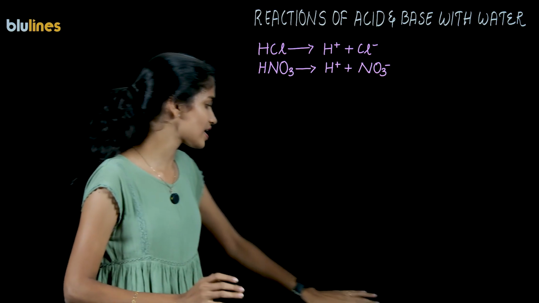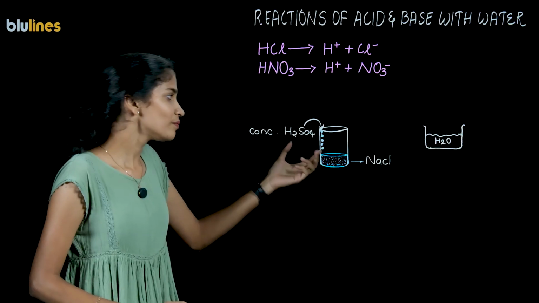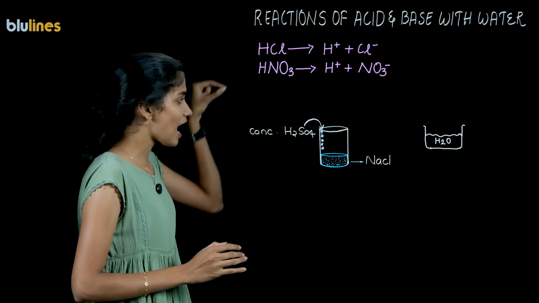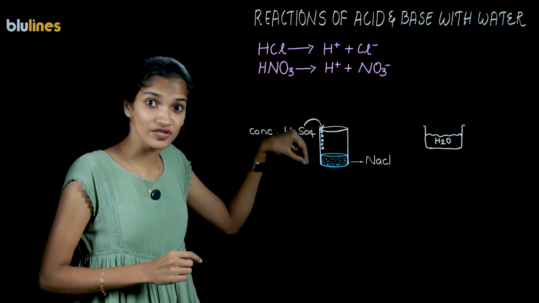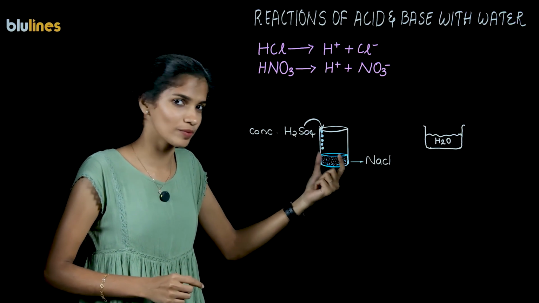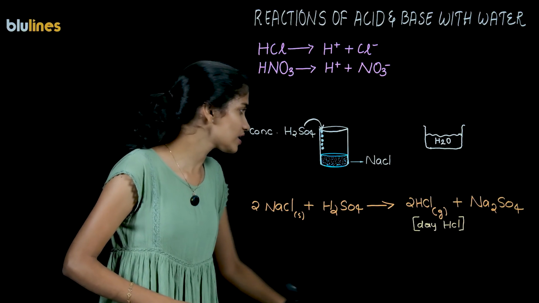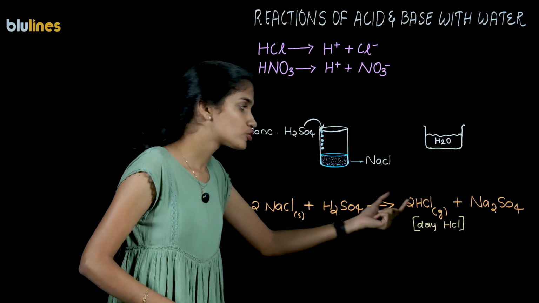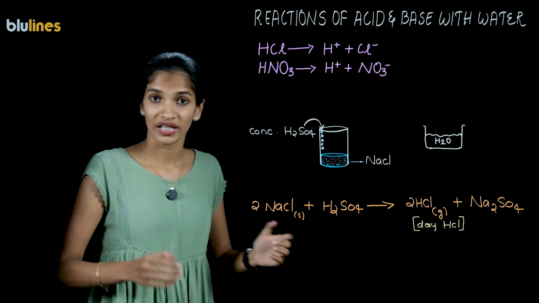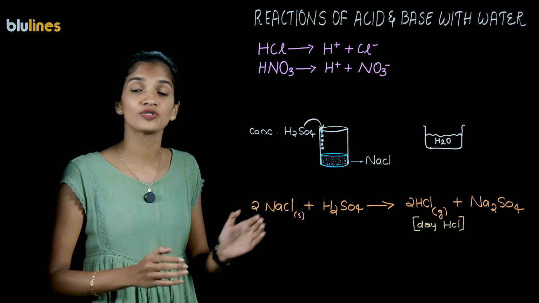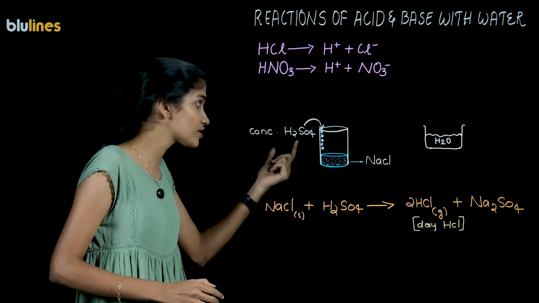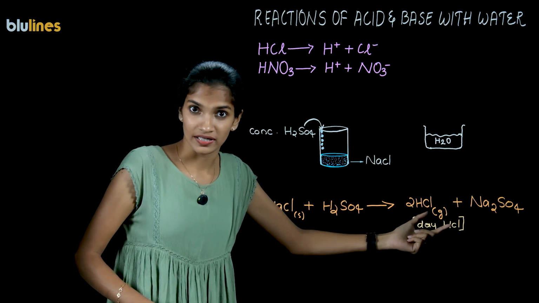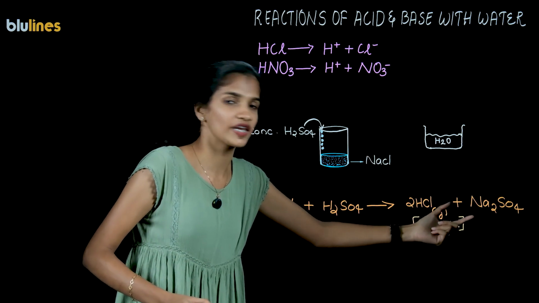So let's learn the same thing with an experiment. Here I am taking sodium chloride crystals in a test tube and I added some drops of concentrated sulfuric acid onto these sodium chloride crystals. The reaction this experiment follows is 2 NaCl + H2SO4 gives 2 HCl + Na2SO4. That is, as a result of the reaction between sodium chloride and concentrated H2SO4, we are getting dry hydrochloric acid in the gaseous state along with Na2SO4.